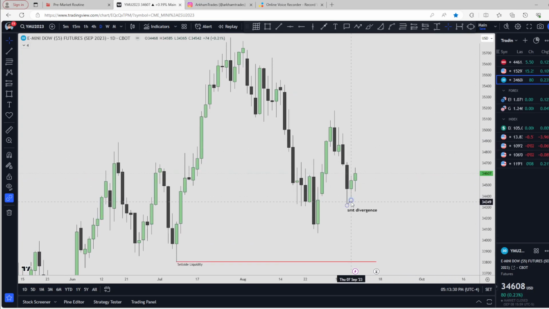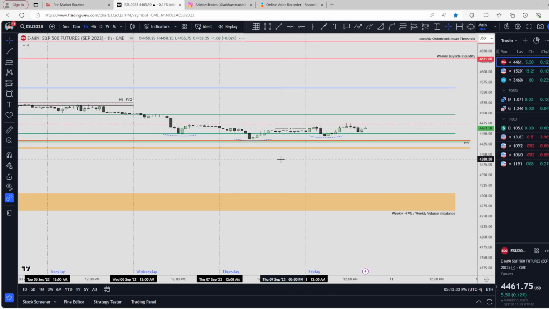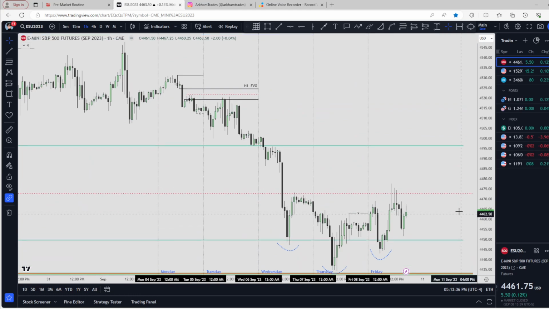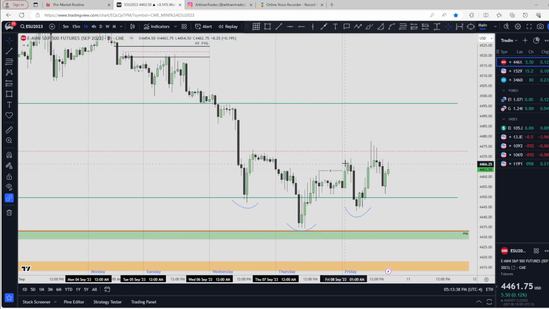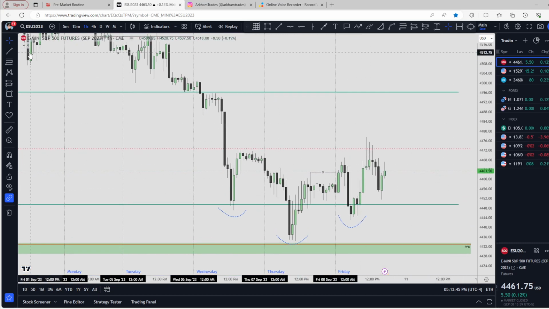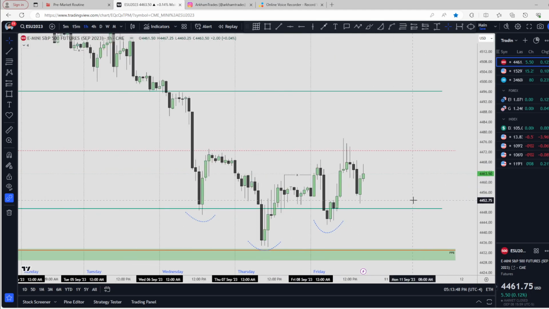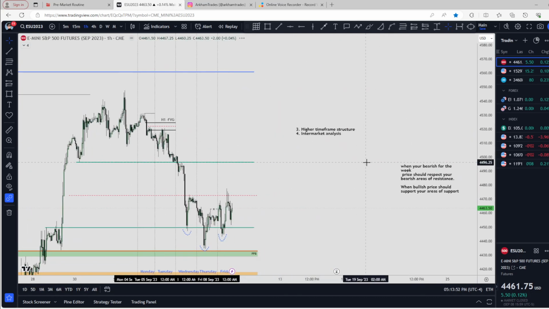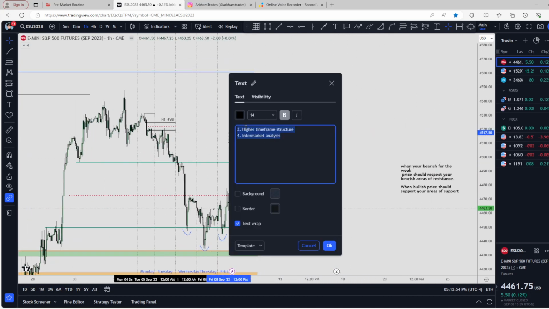So seeing that signature alone, plus the higher time frame structure, we broke structure to the upside on the higher time frames. Coming into Friday, I had a bullish bias. I wanted to be bullish on the day. So before you start the trading day, these are kind of the four commandments that you have to look at.